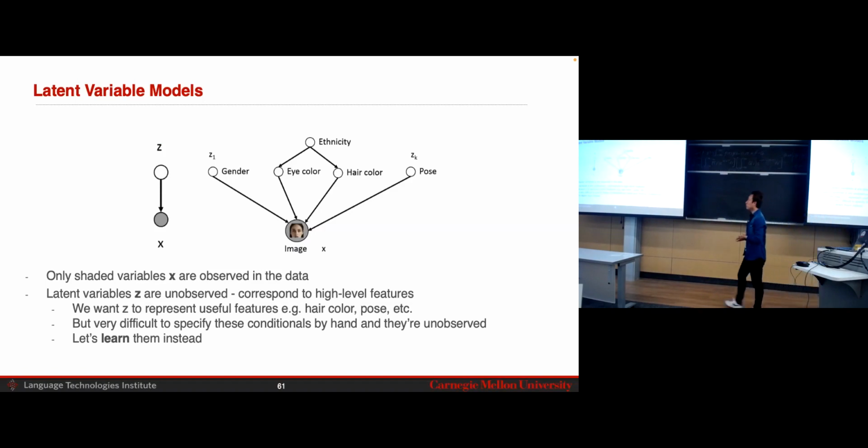And the main challenge in latent variable models is that you observe your data at the data level, you observe all your X's, but you typically don't observe all your Z's. Your Z's have to be learned.